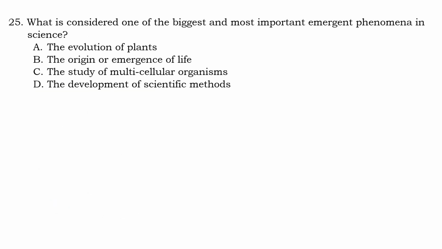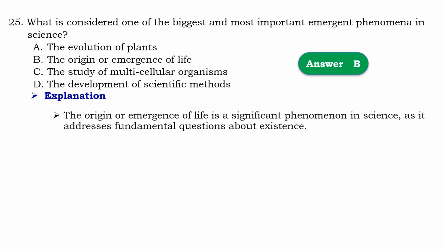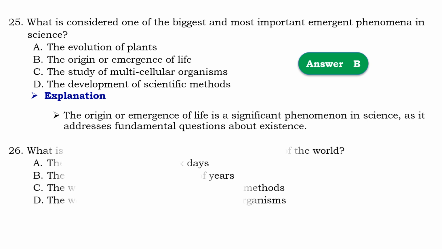Question number 25. What is considered one of the biggest and most important emergent phenomena in the science? Science በጣም ትልቅና በጣም አስፈላጊ የሆነው emergent phenomena የትኛው ነው ላል so that should be the origin or emergence of life ስለዚህ የህይወት አፈጣጠር ወይ ደግሞ emergence of life ሳይንስ በጣም ትልቅ ቦታ እና most important emergent የሆነ phenomena ነው ማለት ነው means that the origin or emergence of life is a significant phenomena in science as it addresses fundamental question about existence.